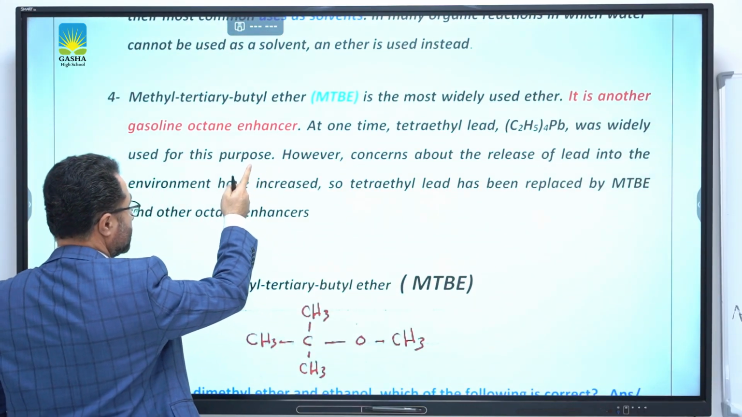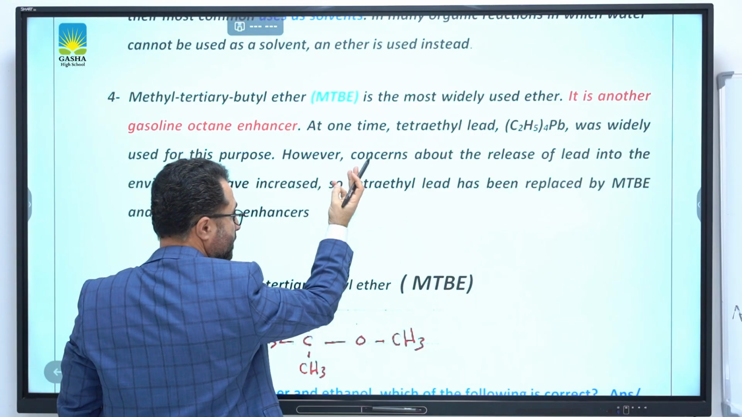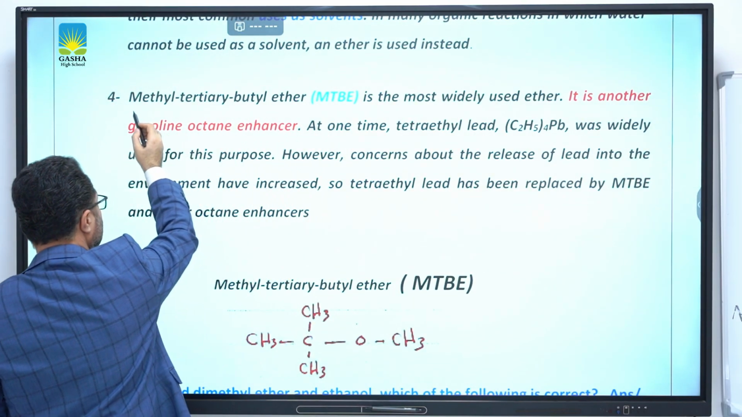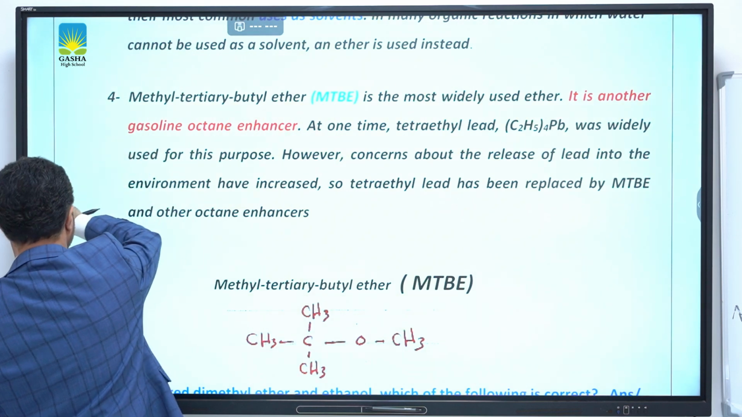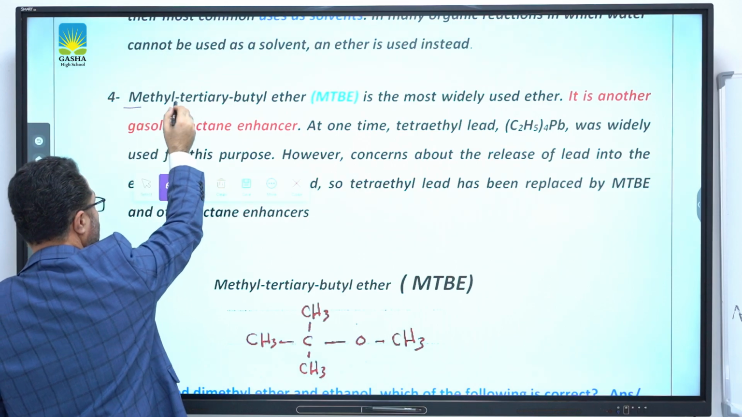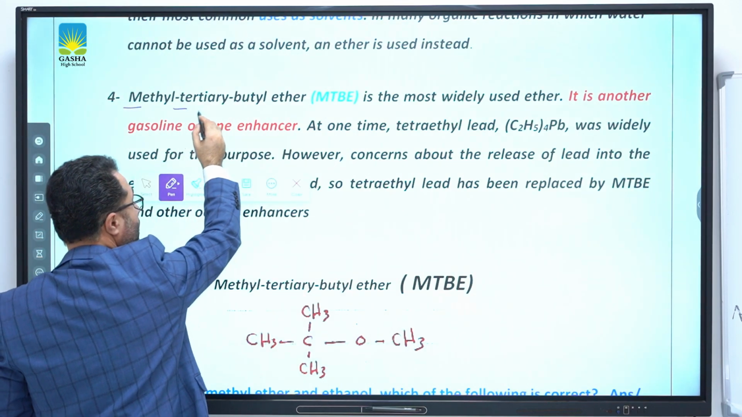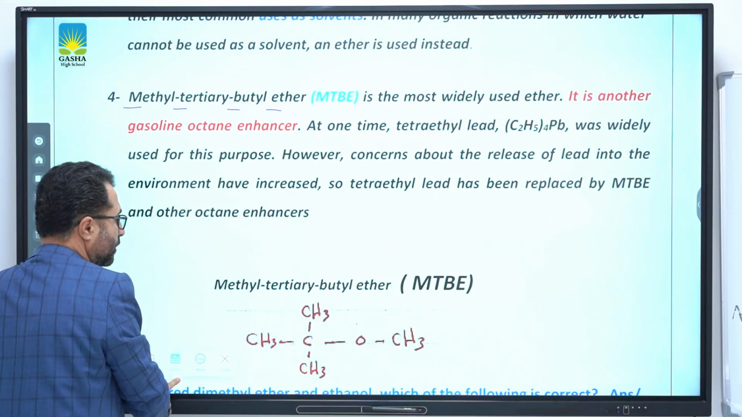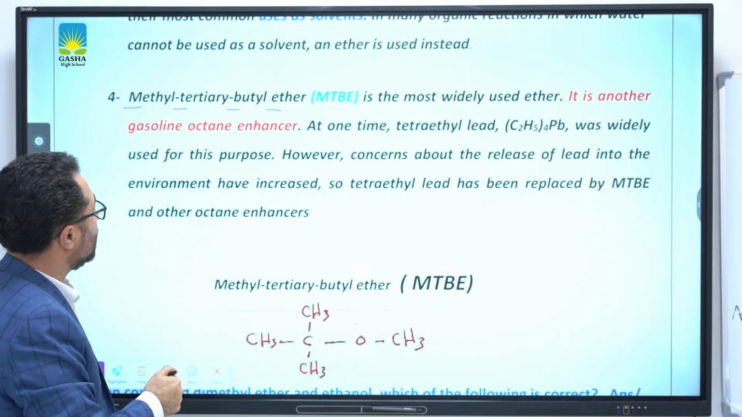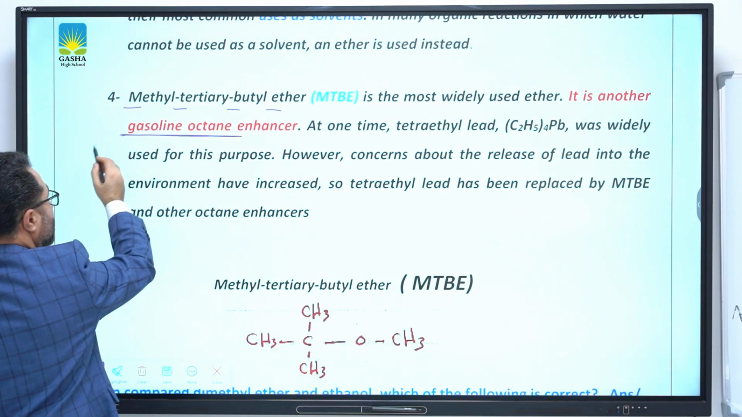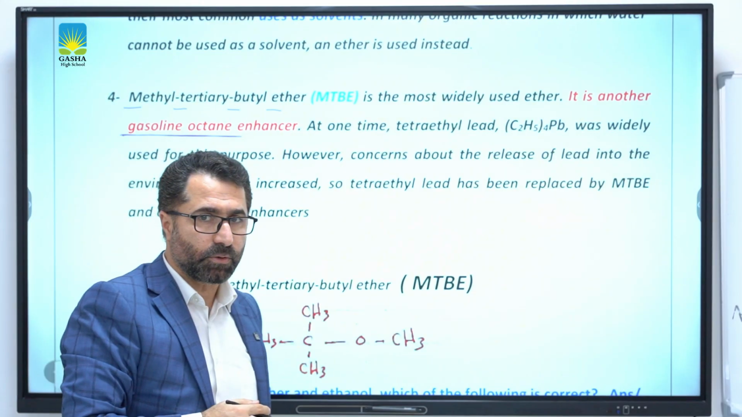The other use of ethers is MTBE, it's a shortcut. Be careful. We have CFCs, CFC-11, 12, and MTBE as a shortcut. M refers to what? Methyl. M is methyl. T, tertiary. B, butyl. E, ether. MTBE is used as what? It is an octane enhancer of gasoline. So it's a third way to increase the octane number or octane rating.